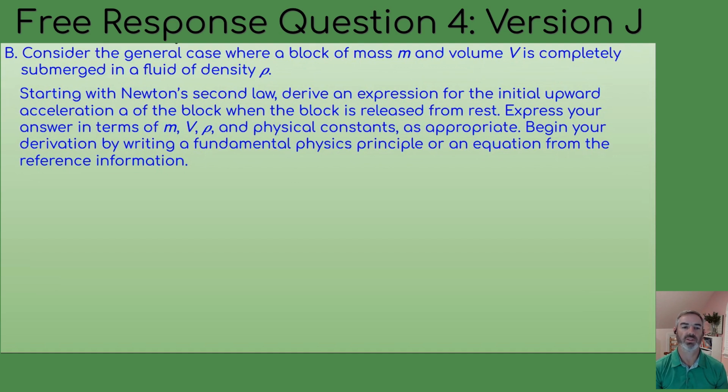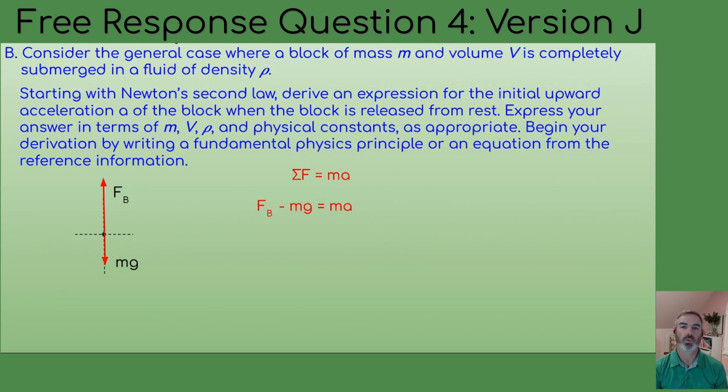Since it's asking us for Newton's second law, let's bring our free body diagram back. The fundamental physics principle or equation from our reference information sheet is Newton's second law, that the net force is equal to mass times acceleration. The net force side of the equation is going to be the bigger force, which is the buoyant force, minus the smaller force, which is the gravitational force of mg, and that's going to equal mass times acceleration. Now, we're allowed to use m and g in our final answer, but we can't use the buoyant force.